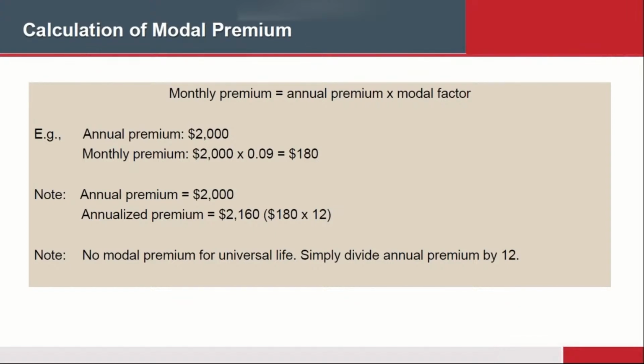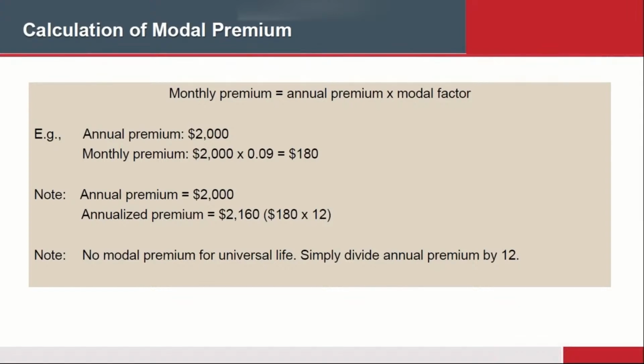For most insurance companies, the modal factor for monthly premium is 0.09, as you can see there on your screen. So let's say that your annual premium is $2,000. But the client says, "No, I can't afford $2,000. Can I do it monthly?" The answer is yes, but it's going to be 2,000 times 0.09, and that is $180 per month. That is the premium.